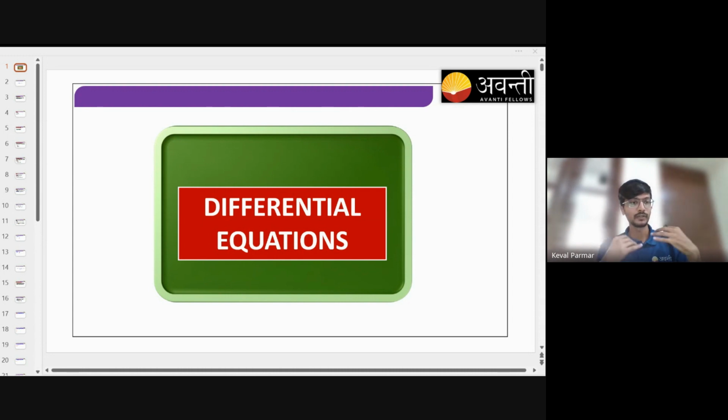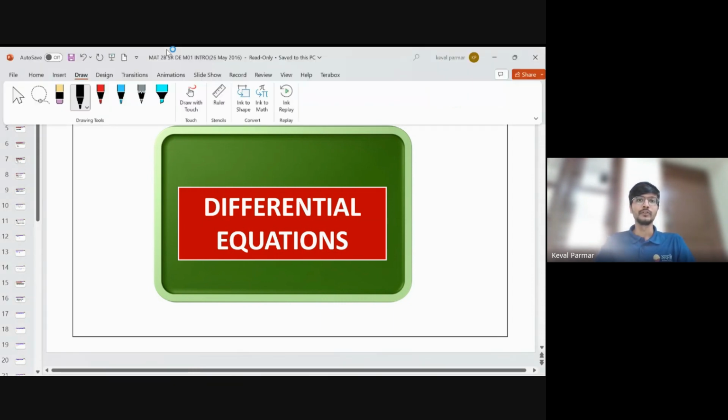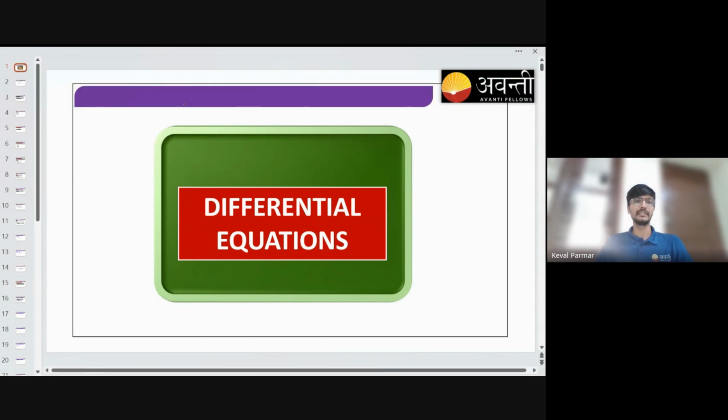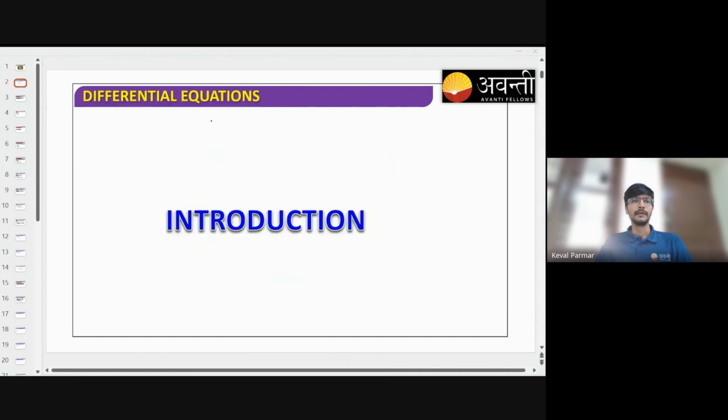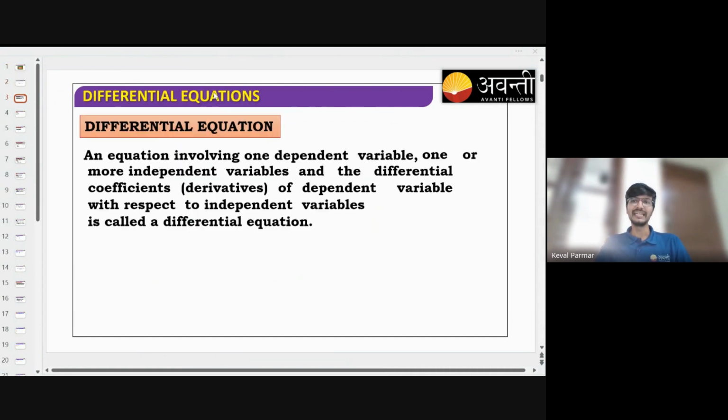Let me tell you what we are going to do today. Today, I hope to cover three things: the order and degree of a differential equation and the formation of a differential equation. Order, degree, and formation. And after that, we'll continue in the next class. So without further ado, let's get started. The first is our introduction.